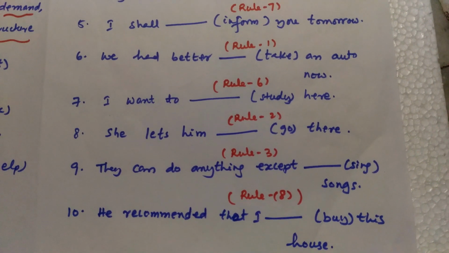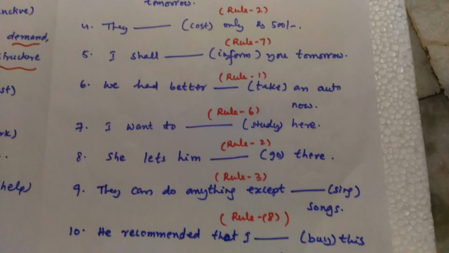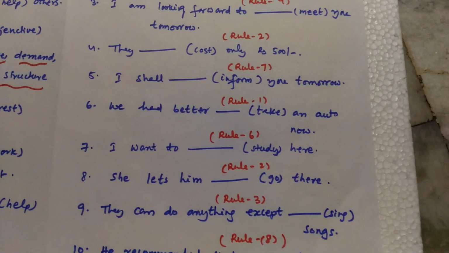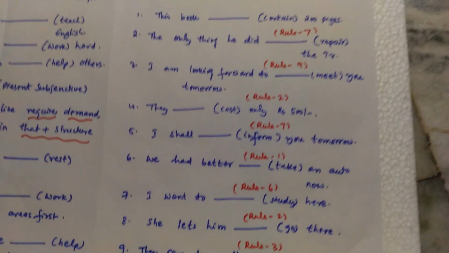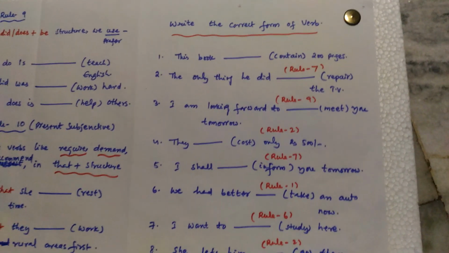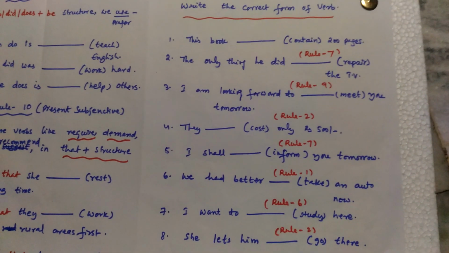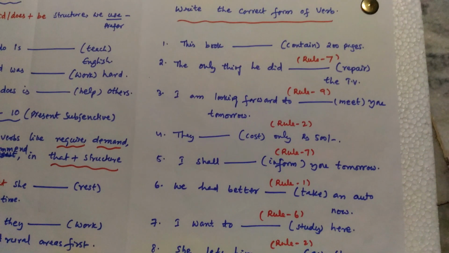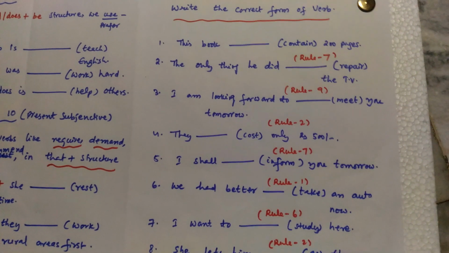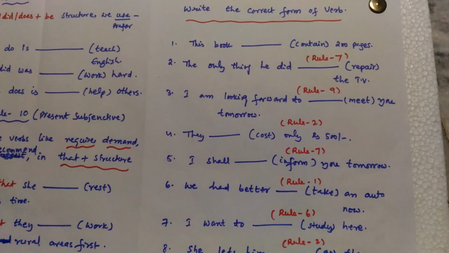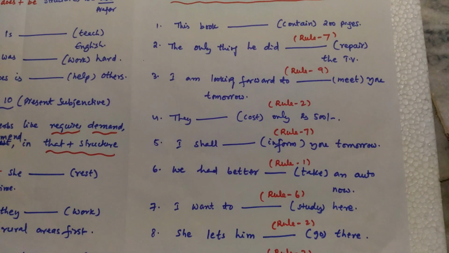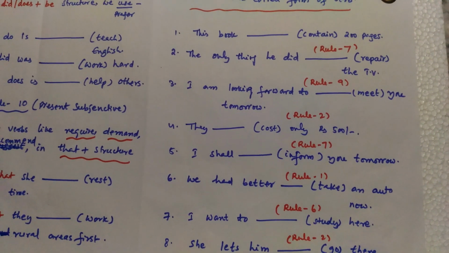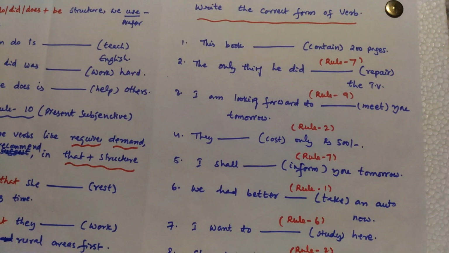In this way, if these 10 rules are applied, we can know that there are some areas where we have to write only verb 1 and base forms. If you are thorough with these rules, we can write the correct form of verb in the fill in the blanks.